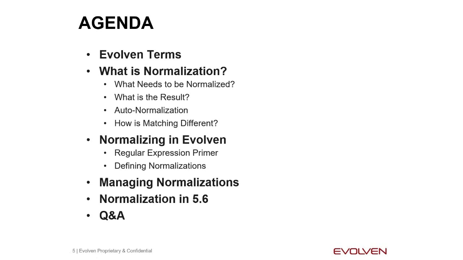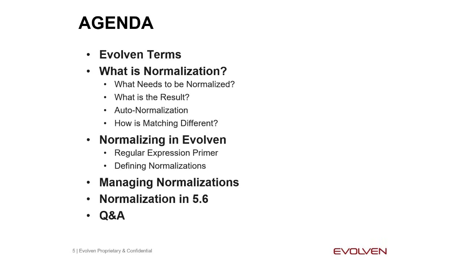I'll first go through some Evolven terms, some things that you definitely need to know as I refer to them across the session. It won't be an exhaustive list, but just a few to make sure we know what we're all talking about. Then I'm going to cover what normalization is. I'll talk about what needs to be normalized, with a few examples. What's the result of doing a normalization? I'll show you what the auto normalization feature is, and we'll look at how matching is different. And then we'll take a look at that actually in Evolven.